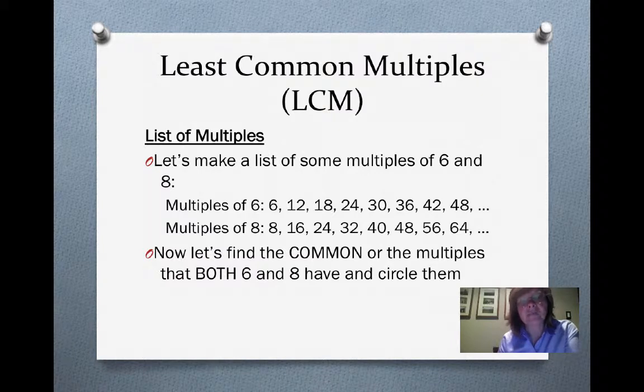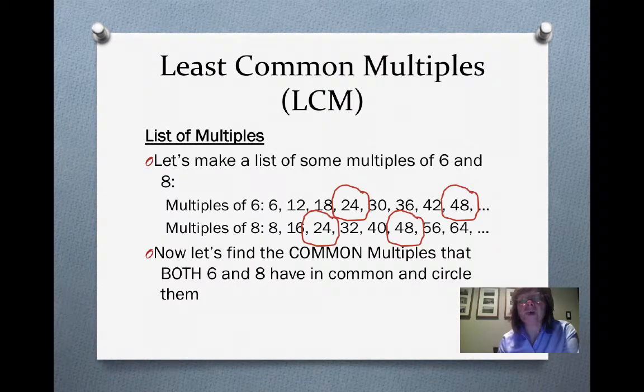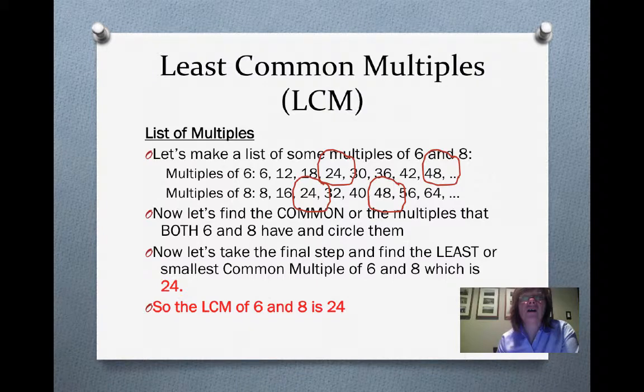Now, let's list some multiples of 8: 8, 16, 24, 32, 40, 48, 56, 64. Again, we could go on forever. Now, let's find the common multiples that both 6 and 8 have and circle them. Okay, we found that the multiples of 6 and 8 have 24 in common and 48, just based on the ones that we've listed so far. Let's circle those. We're trying to find the least common multiple. So 24 is less than 48. So the least common multiple of 6 and 8 is 24.